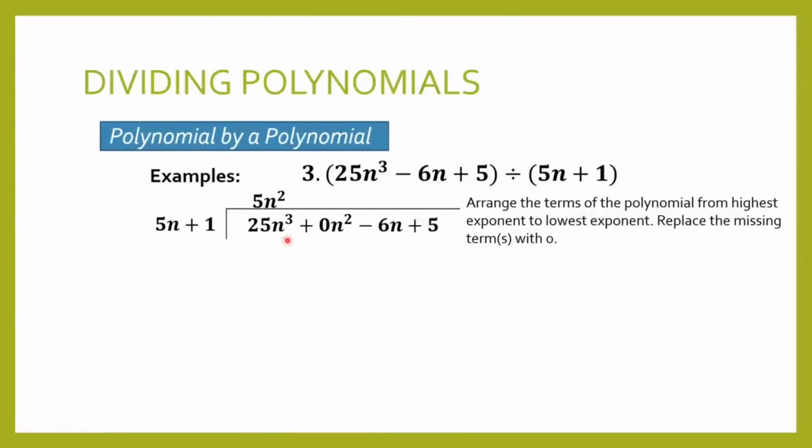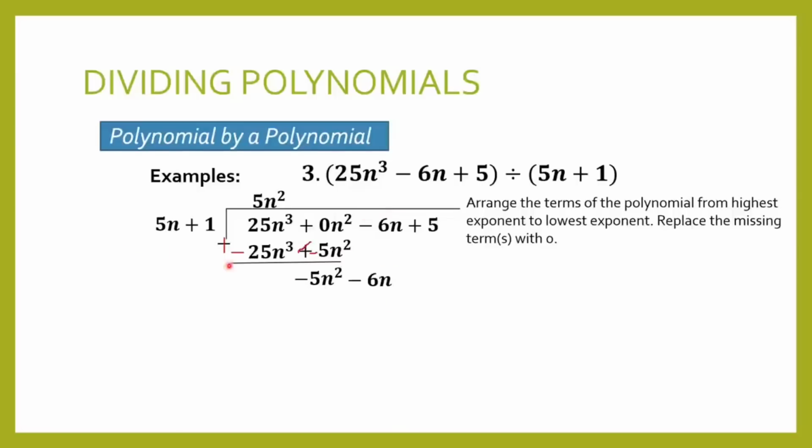So 25n cubed divided by 5n is equal to 5n squared. And then we multiply that. So 5n squared times 5n is equal to 25n cubed. 5n squared times 1 is equal to 5n squared. We subtract. So this will be addition, negative, and this will be negative. When we add that, the result is negative 5n squared. We bring down negative 6n.